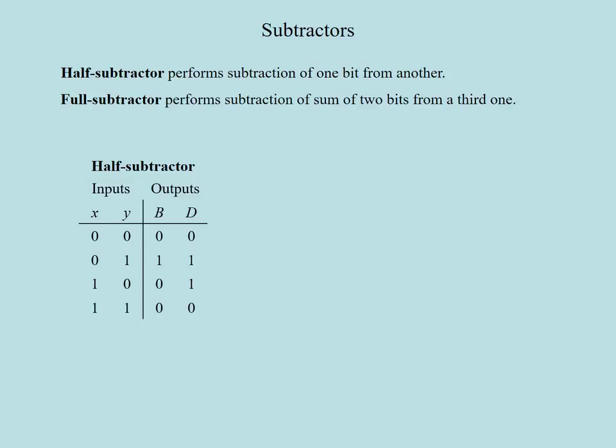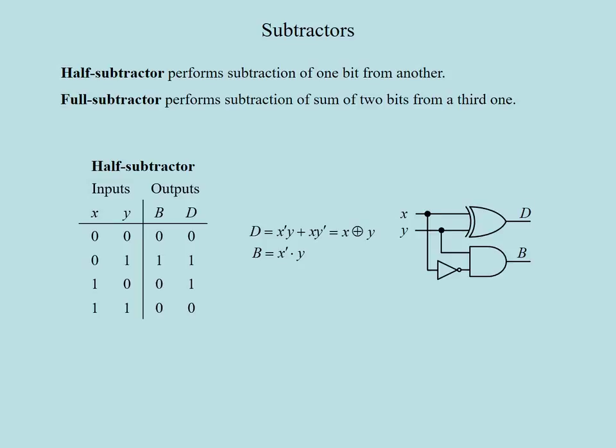Remember that subtraction is not commutative. This table shows the outputs for the one-bit operation as x minus y. Therefore, when x is 0 and y is 1, we have a borrow. From the truth table, it turns out that D is x prime y or x y prime, that is x XOR y. The borrow is given as x prime y. That means a half subtractor can be obtained by a NOT gate, an AND gate, and an XOR gate.